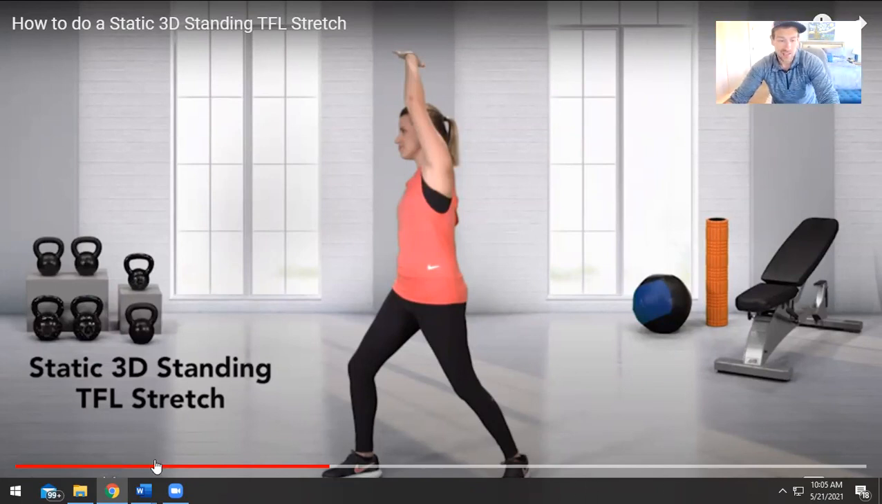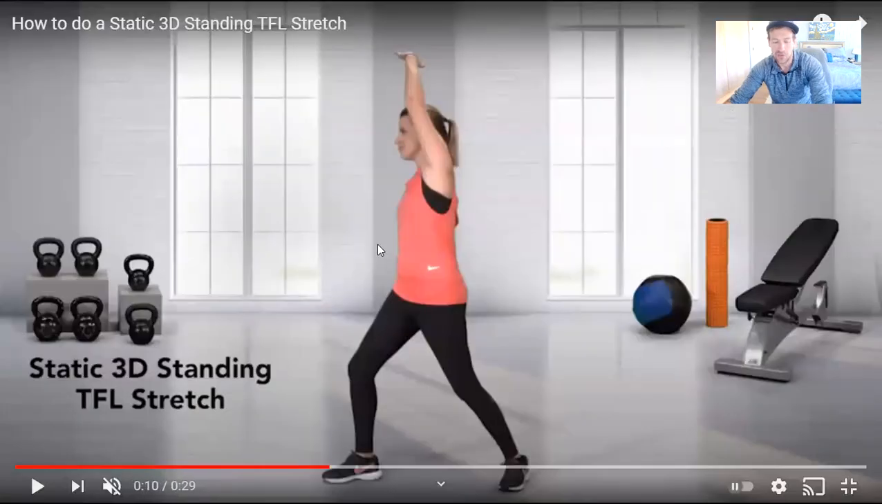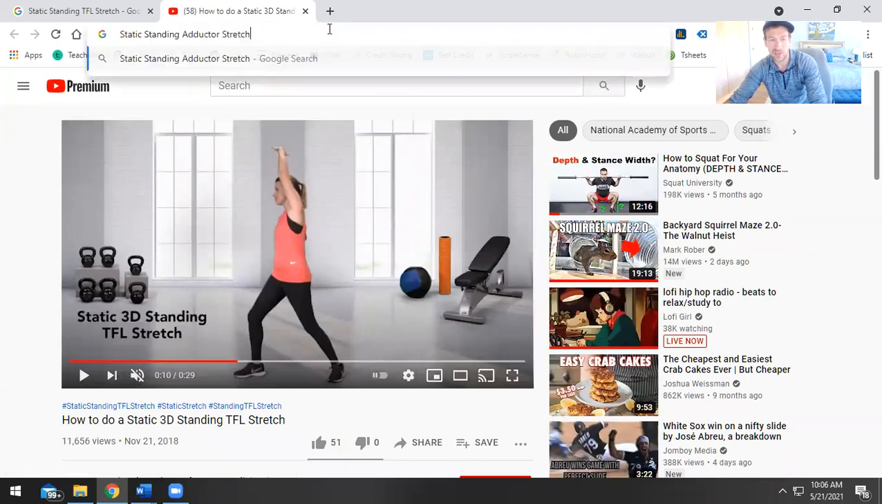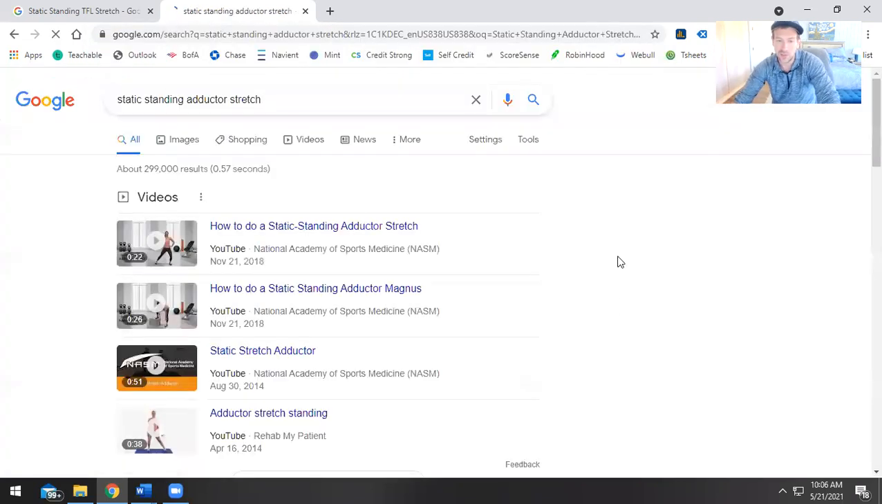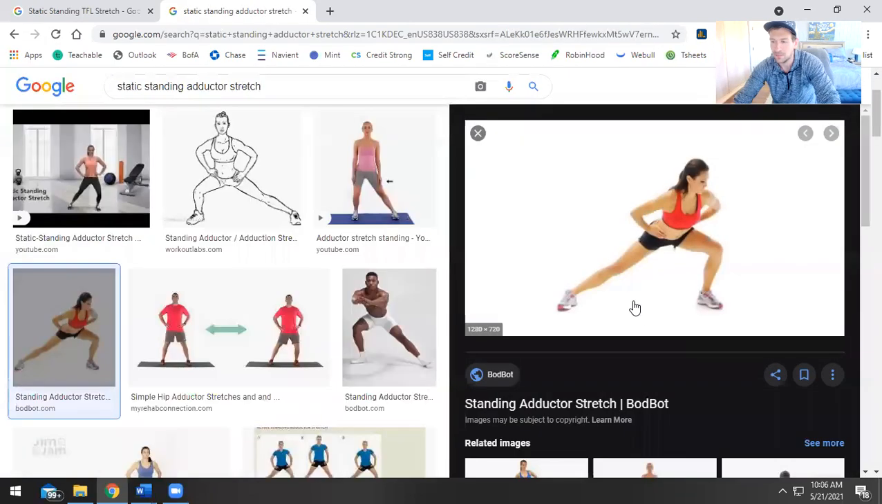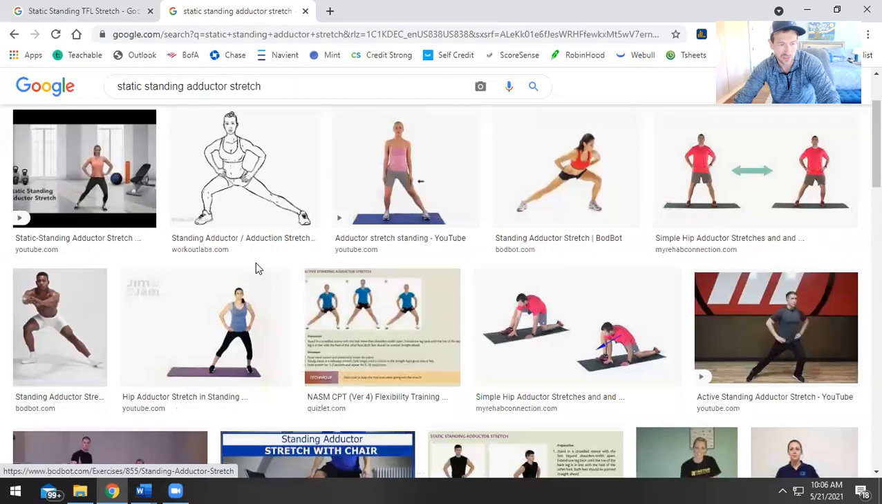Is that the last one? Oh, and then we want to do a static standing adductor stretch, obviously. So the knees are caving in and the adductors are pulling too much. We've got to turn those things off. So we do this kind of side lunge stretch, right? We take this big step to the side, and that's going to stretch out that adductor, right? That inner thigh muscle. It's a really gentle one.